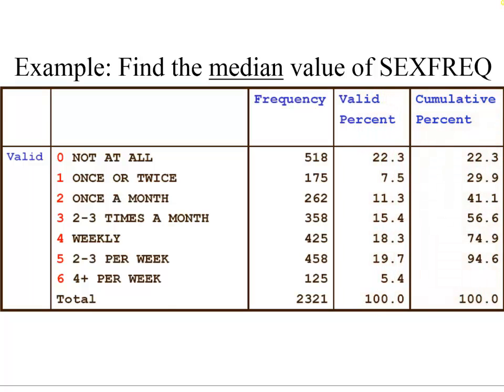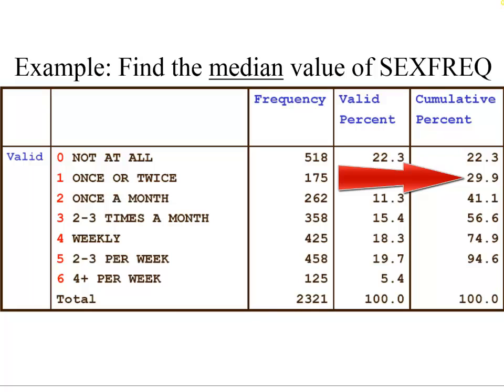To estimate the median for this example, we can use that cumulative percentage column and read down it until we come to the first number that exceeds 50%. For example, 22.3% of all the people responded that they hadn't had sex at all in the past year. We know that can't be the median because half the number of people have to fall below that value and half above. Well, 78% fall above and the remainder fall below. So that's clearly not the 50th percentile. Let's move down a row.